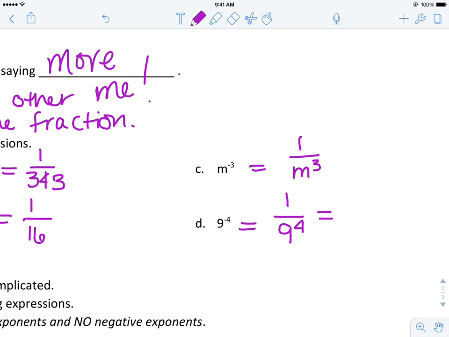I do know what 9 to the 4th power is, and that is going to be a rather big number, but I still know what it is. It's 6,561. So I'm keeping on reducing as far as I can, making sure I never, never, never have a negative exponent.